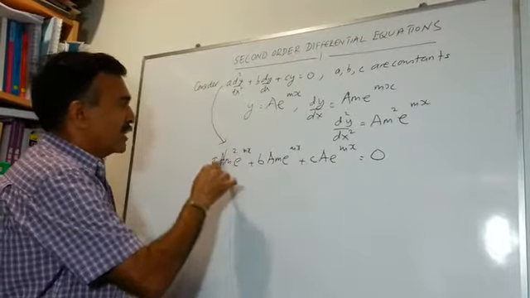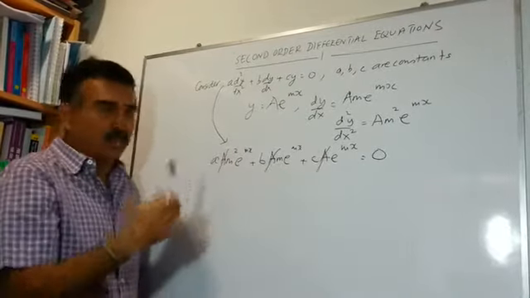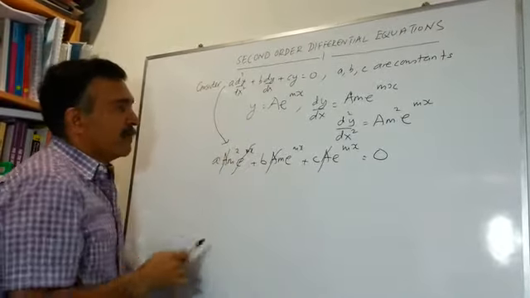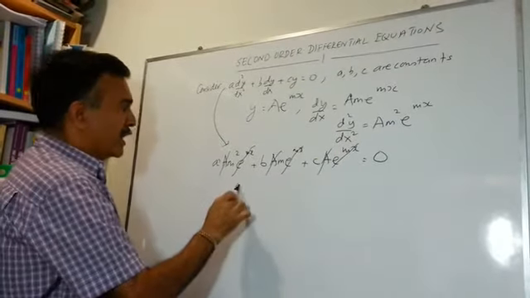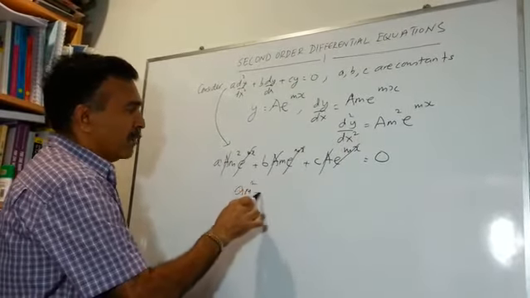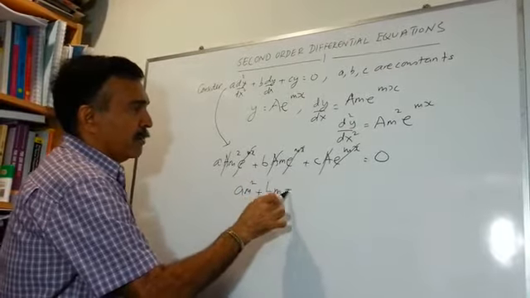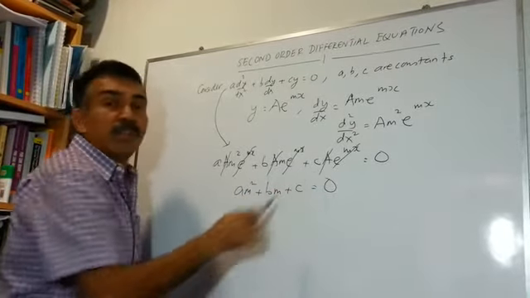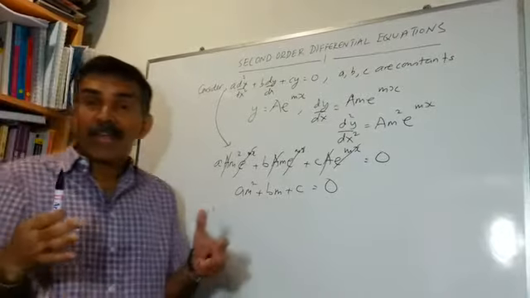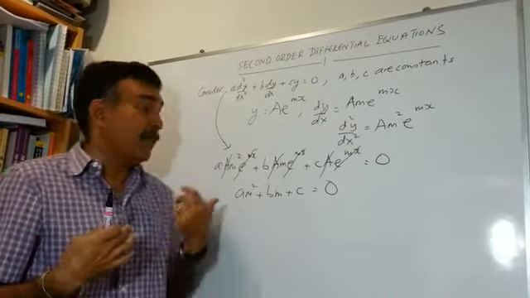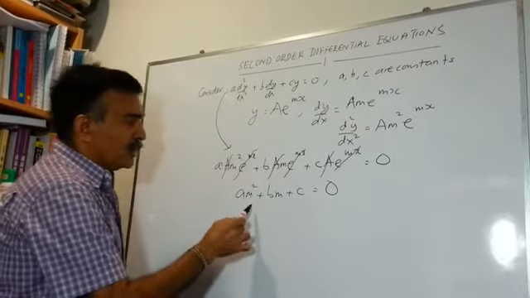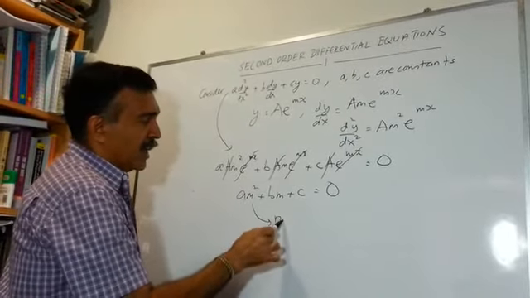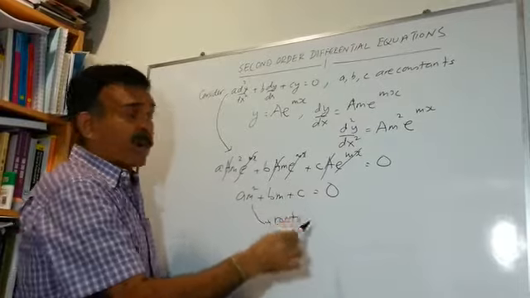A is gone. What else is gone? E to the power of mx is gone. So we are left with a m squared plus b m plus c equals 0. So we see we have got a quadratic equation in m. This quadratic equation, let's say the roots are m1 and m2.